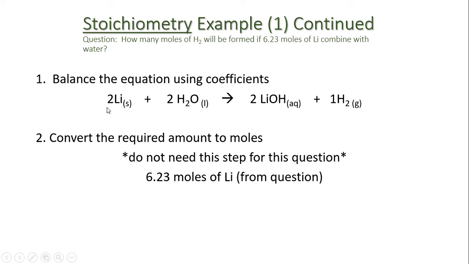We have 2Li, 2Li, 4O2, 4. Okay, our equation is balanced. So, the second step is convert the required amount to moles. So, the given is 6.23 moles of lithium. Do not need this step for this. Okay.